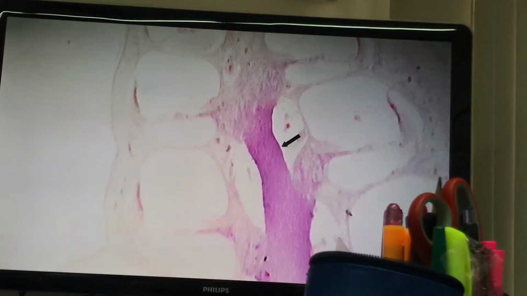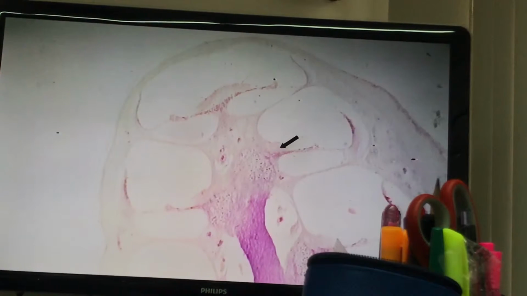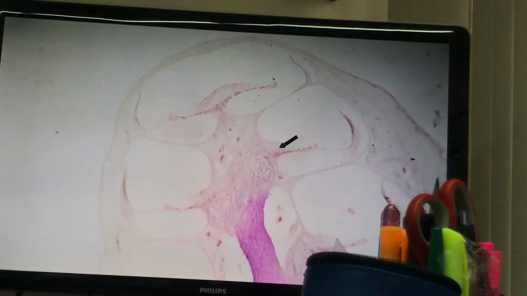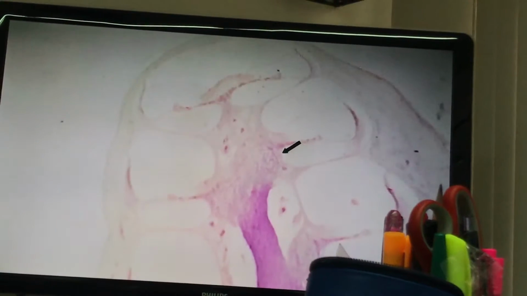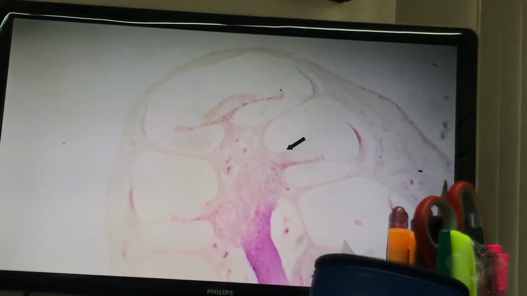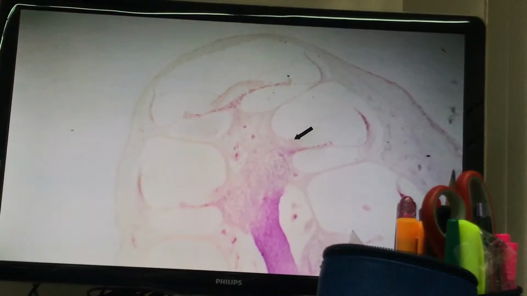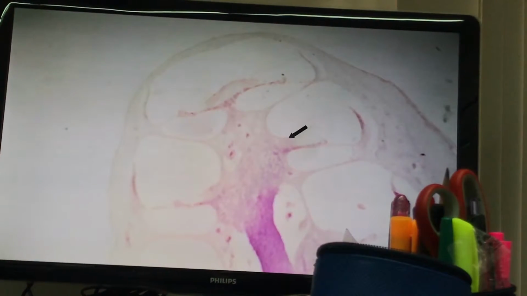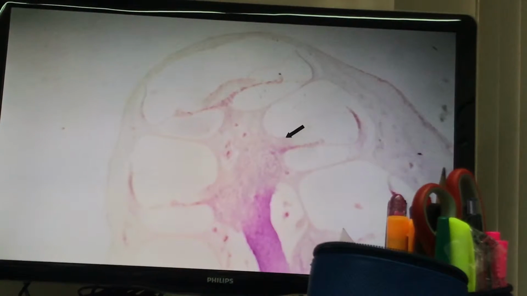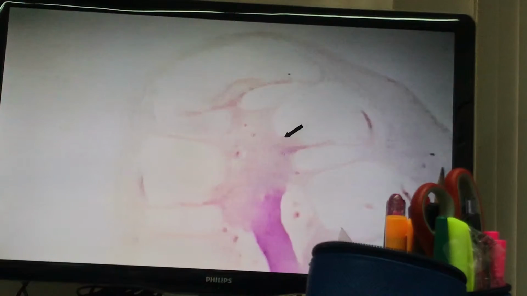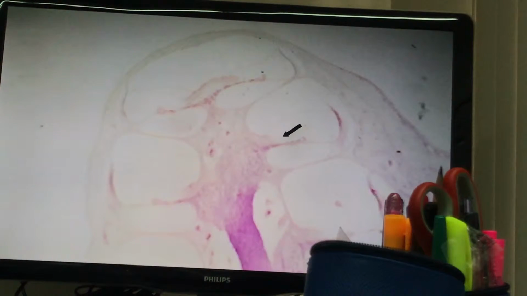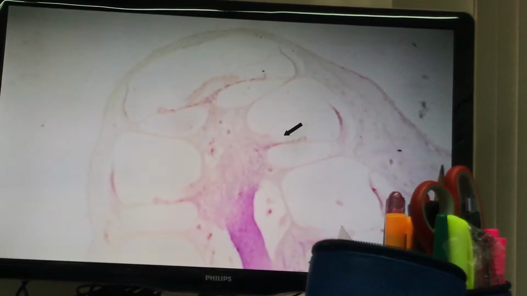Let us trace the structures present there. So this is your limbus, your spiral limbus, and it is lined superiorly by columnar shaped cells. You call that your interdental cells. Okay, so those interdental cells will secrete a gelatinous substance called your tectorial membrane.